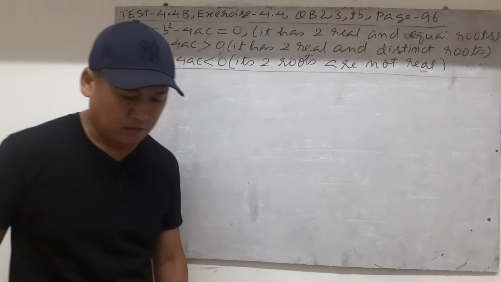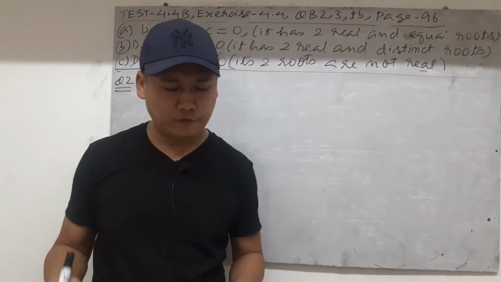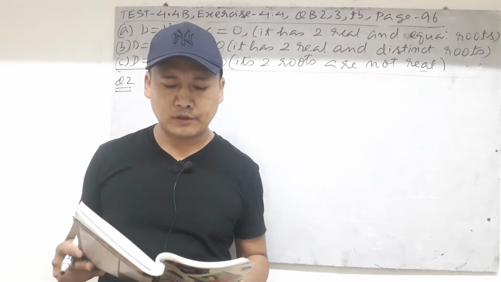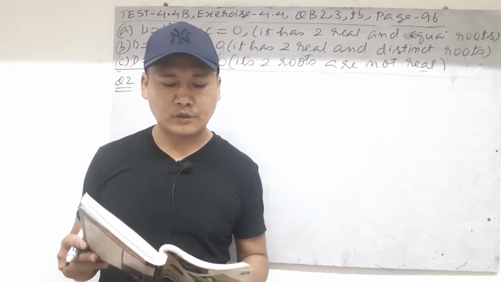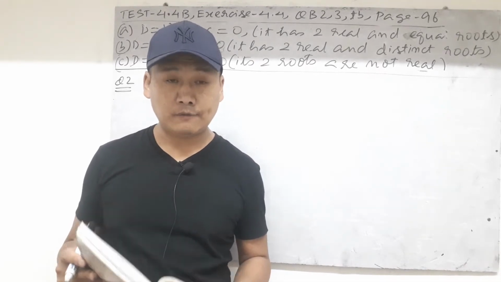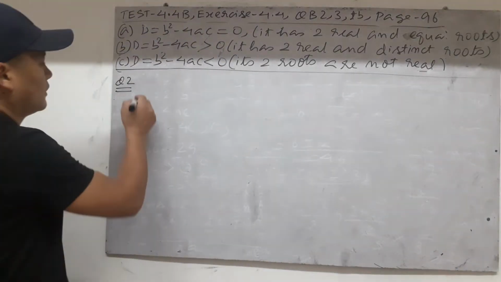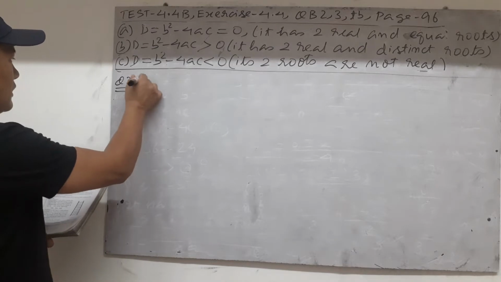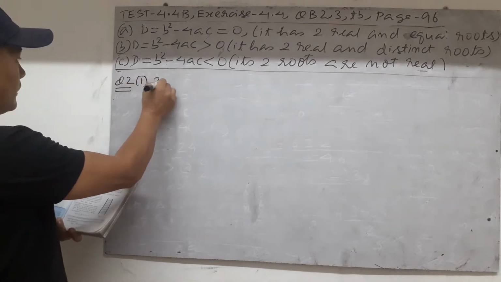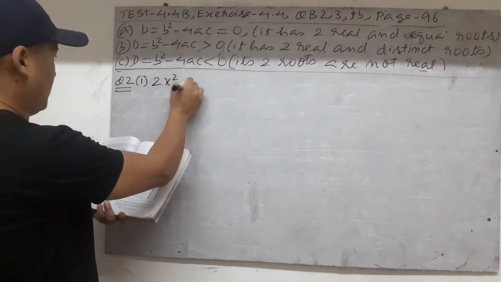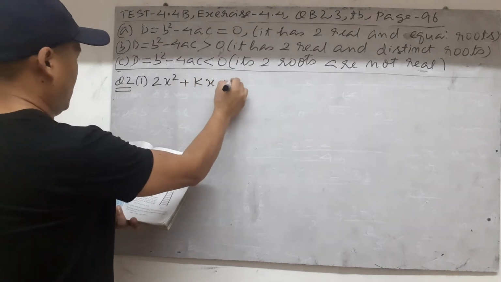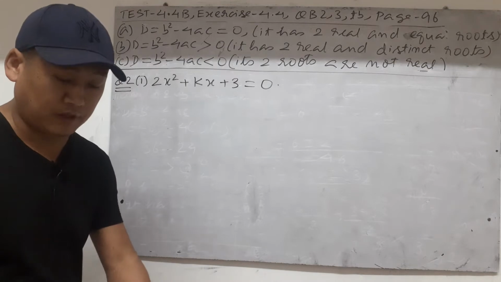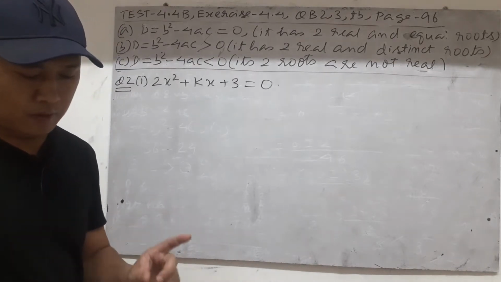Let me read. Find the value of k for each of the following quadratic equations so that they have two equal roots. I repeat, they have two equal roots. So given equation, let us write down the first one, 2 subheading 1. There are two questions there. 2x squared plus kx plus 3 equals 0. So we have to find the value of k for the condition having two equal roots.